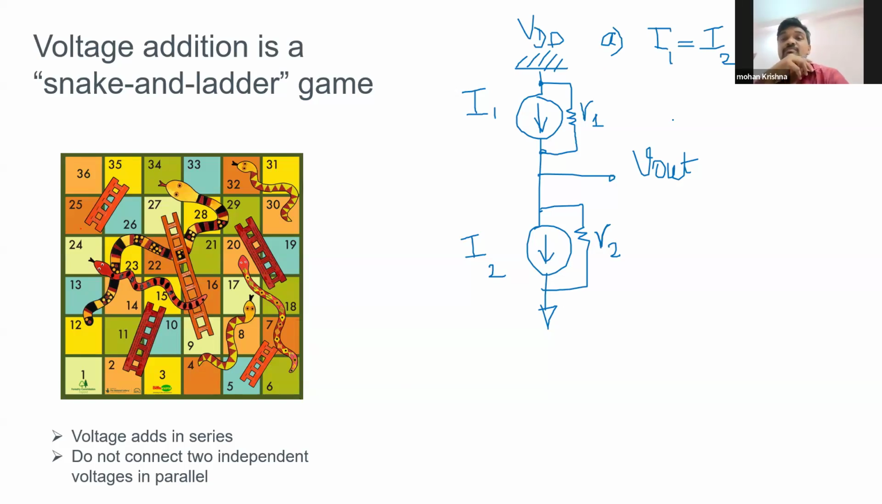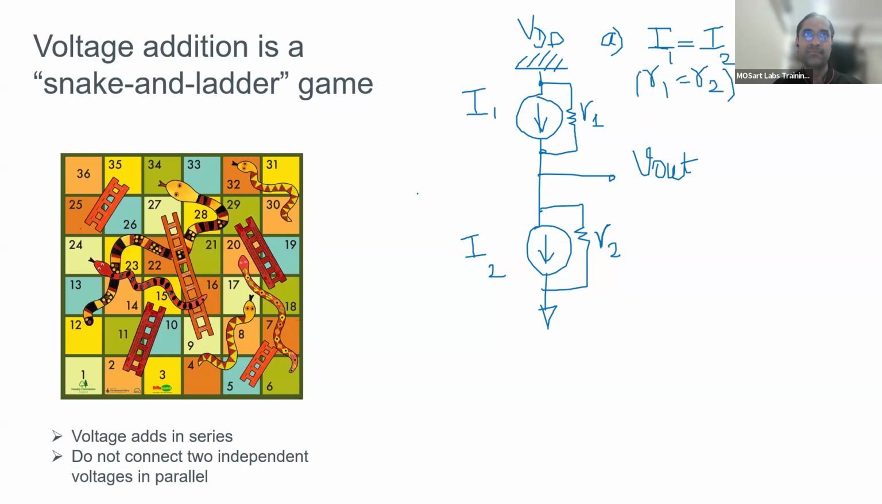R2 into I1. I1 equal to I2, same source. I1 equal to I2, this means R1 also equal to R2. R into I1. Exactly matched sources, exactly matched. I1 equal to I2, R1 equal to R2. What is V out? R square. R square. R equal to IR, sir.